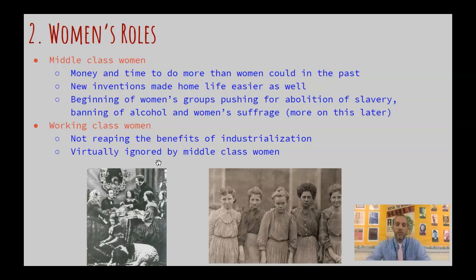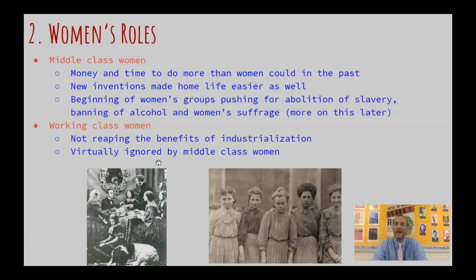We see these groups of middle-class women start to organize with their free time to try to change the ills of society. They push for things like abolishing slavery, banning alcohol, or women's suffrage, more on that later. These women are going to start forming groups to push for this stuff.